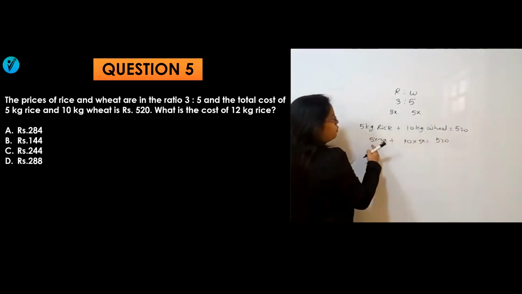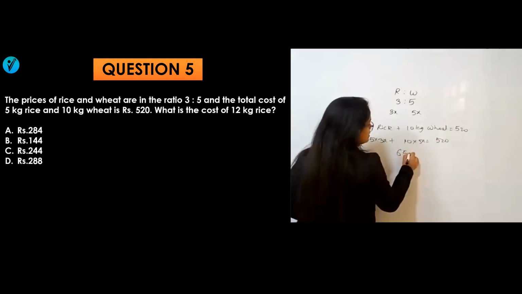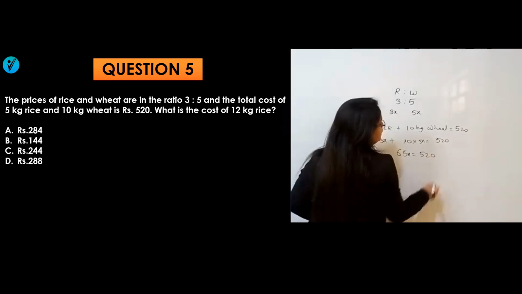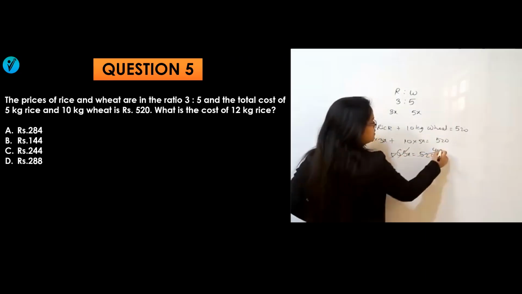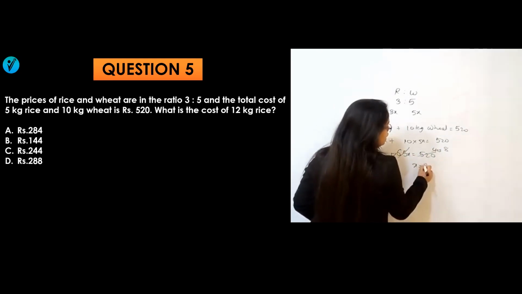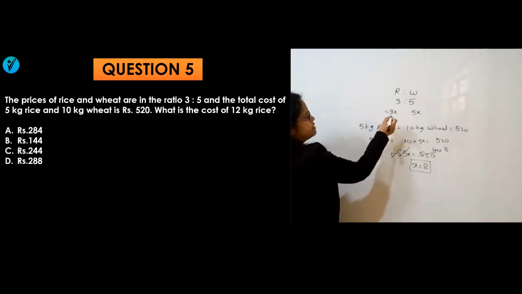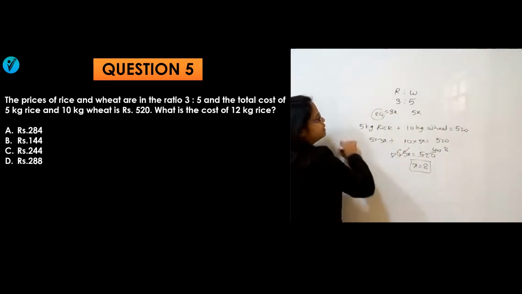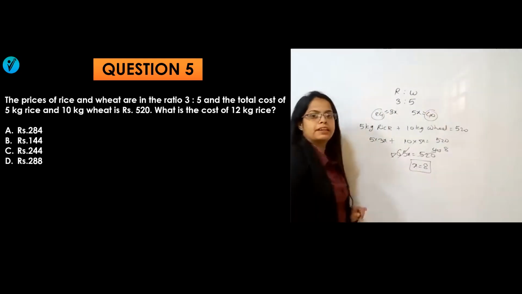So this sum will be what? 15x plus 50x. That means 65x is equal to 520. 13 fives are 65, 13 eights are 104, so that means the value of x is equal to 8. So you can say that the price of rice is 8 threes are 24 rupees and the price of wheat will be 8 fives are 40 rupees per kg.